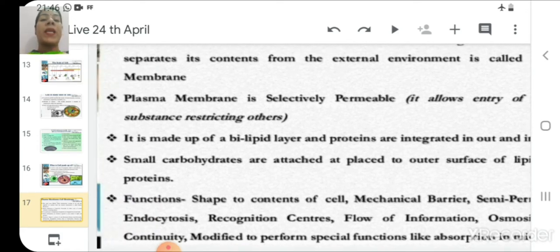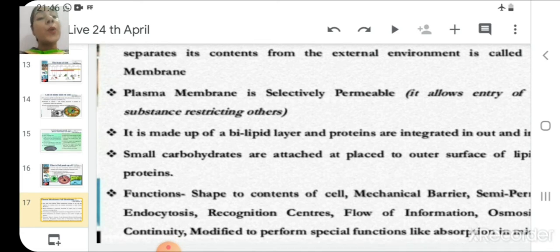It is semi-permeable. It helps in endocytosis, and I will explain later what endocytosis and exocytosis are. It helps in recognition of various materials. How does it choose that a material is required by me, so it should enter inside the cell? So it should have some recognition center.